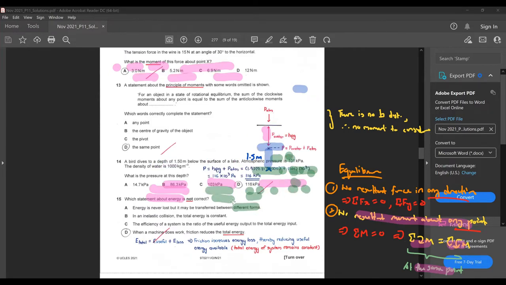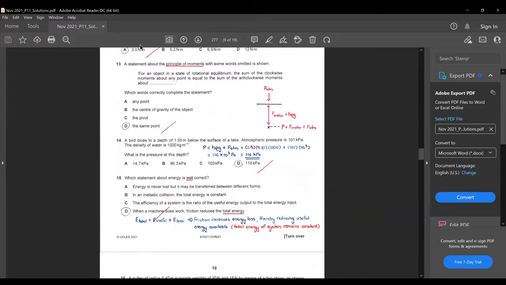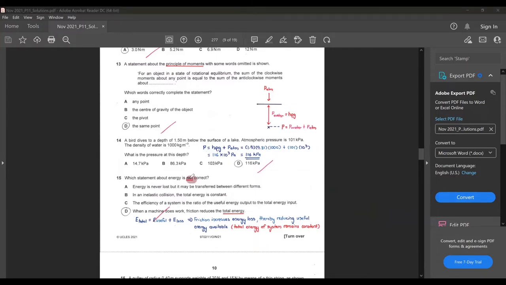Then after that, we go to number 15. Now, which statement about energy is not correct? Okay, energy is never lost, but it may be transferred between different forms. This is the principle of conservation of energy, which is correct. In an elastic collision, the total energy is constant. This one should also be correct. Total energy will always remain constant, regardless of what happens. Then for C, the efficiency of a system is the ratio of useful output energy to total input energy. This one is also correct. This is how we define efficiency.